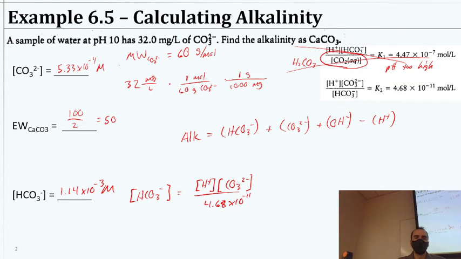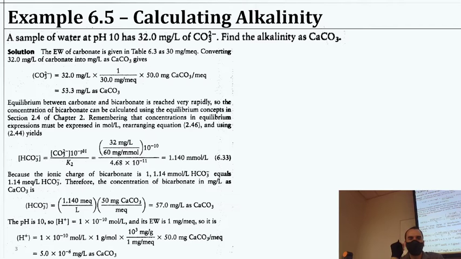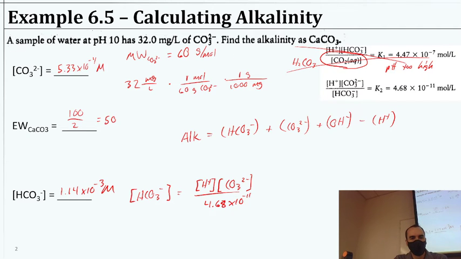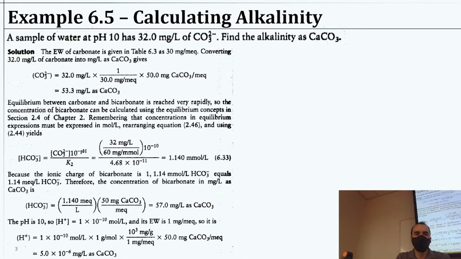Okay, so we have essentially the basis to do it with the carbonate and the bicarbonate. We just need to convert everything like that. So let's take a look. The book says we've got the equivalent weight of carbonate from our table, 30 milligrams per milliequivalent. So the equivalent weight for CaCO3 is 100, the molecular weight of CaCO3, divided by 2. The equivalent weight for CO3 2 minus is the 60 milligrams per millimole divided by 2, because there's a 2 minus charge there. So that's equal to 30 milligrams per milliequivalent. Okay, so that's what they're doing right here with the 30.